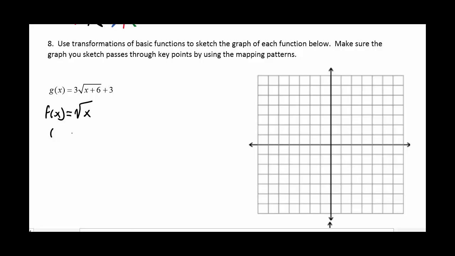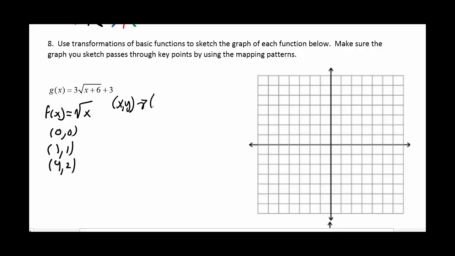So for example, we know it goes through 0, 0. We know it goes through 1, 1. We know it goes through 4, 2. And then I want to look at the transformation rules and what changes what.